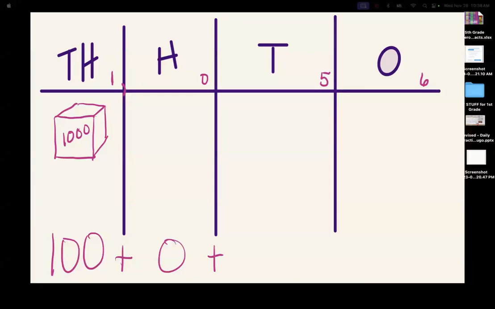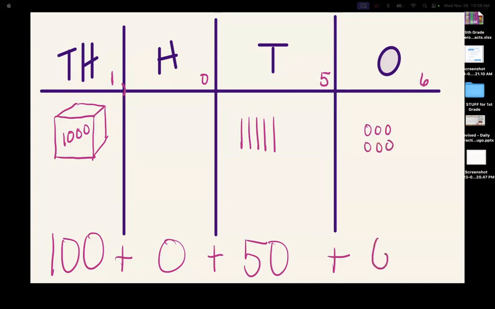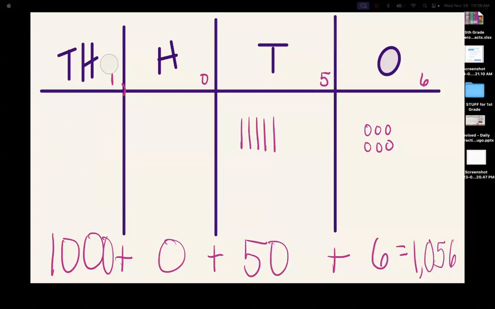5. So we have, wait a minute, 10, 20, 30, 40, 50. Okay, so that will be 50 here. How many in our ones? 6. 1, 2, 3, 4, 5, 6. So 6. Oh, wait a minute, forgot a 0 over here. 1,000, comma, 0, 5, 6. 1,056. Okay. The one last in our hundreds chart today.